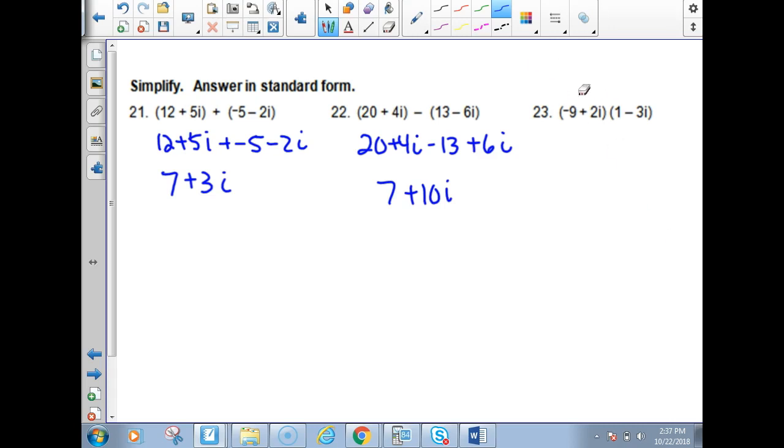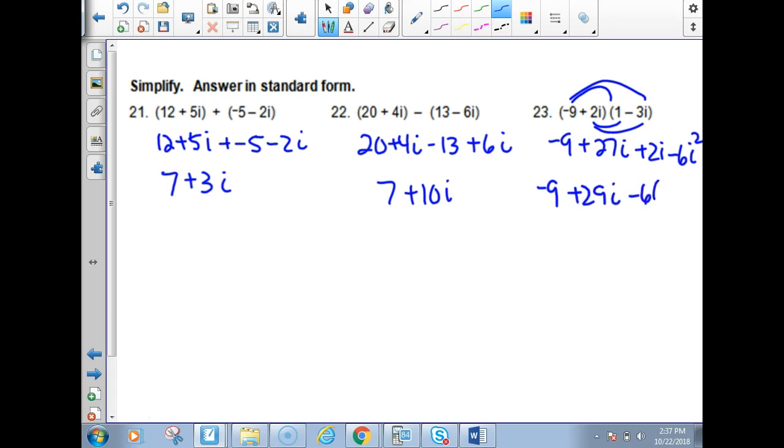Now we get a little more complicated because we got to distribute. So we got negative 9 plus 27i. Then I double distribute, plus 2i minus 6i squared. Careful about those i squareds. So 27i and the 2i we can add. We'll have negative 9 plus 29i.